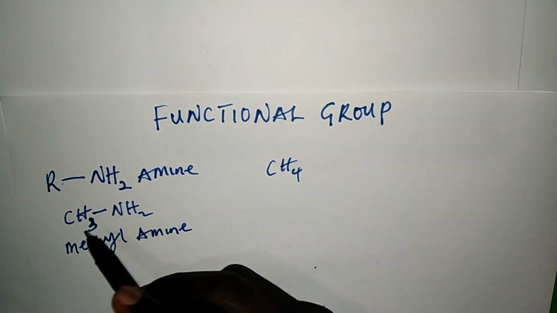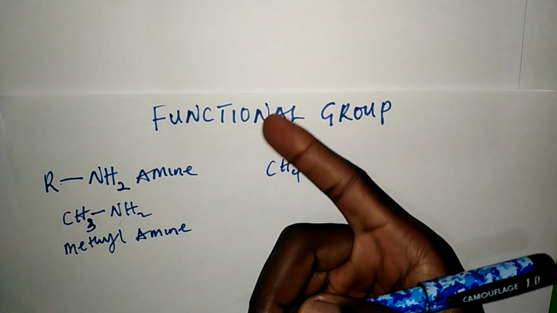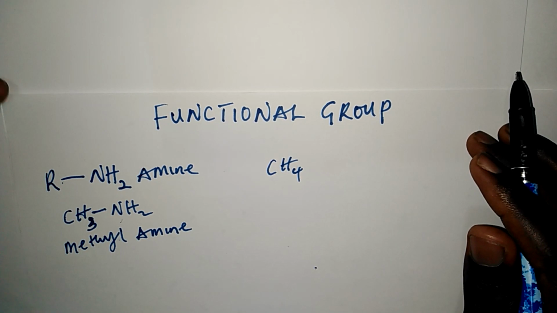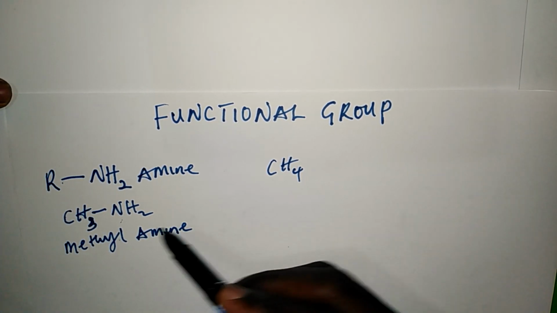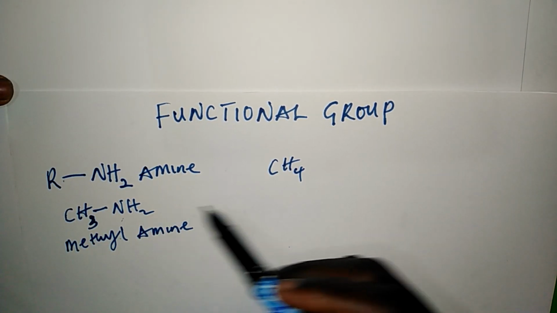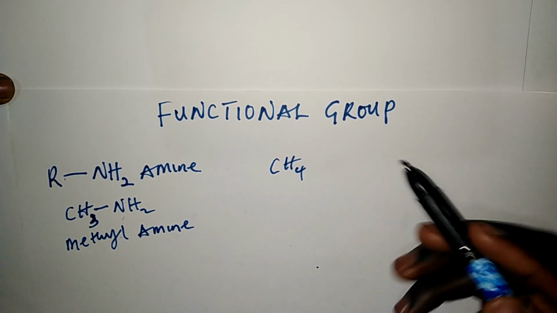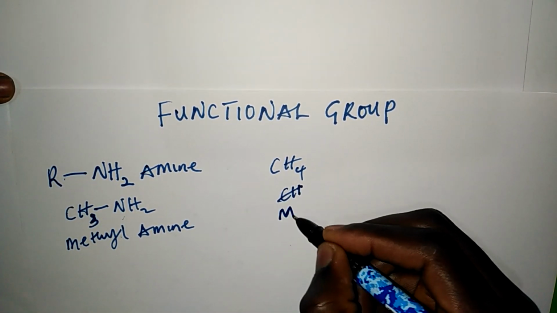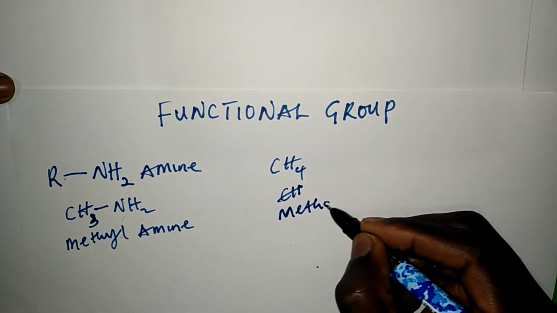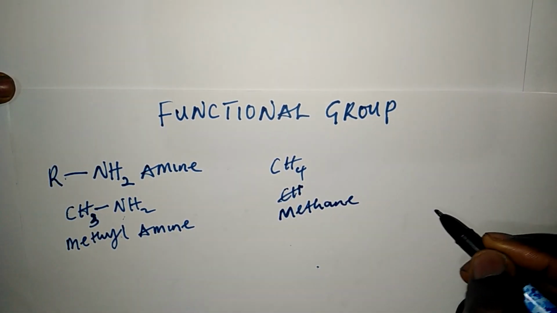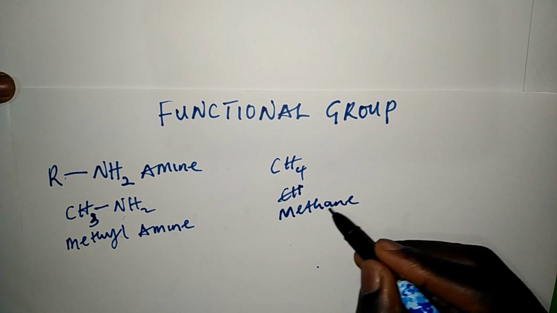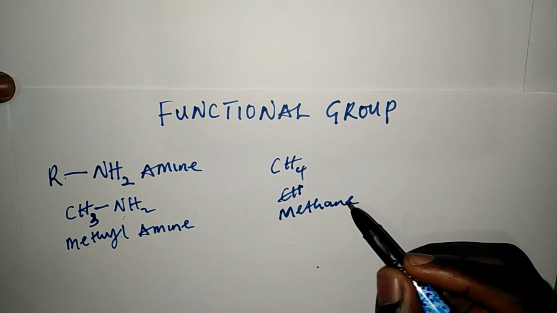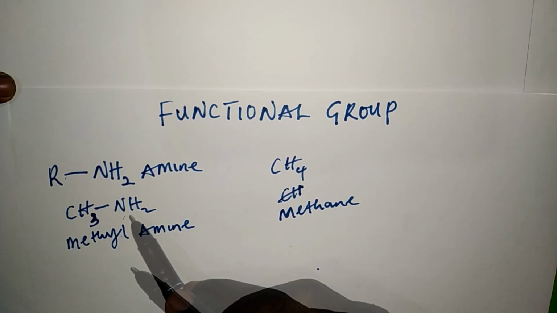Let's say as you drop one H, you link it to an NH2, it becomes methyl instead of methane. You drop the ANE and put YL, methyl. So in this case, we call it a methylamine.